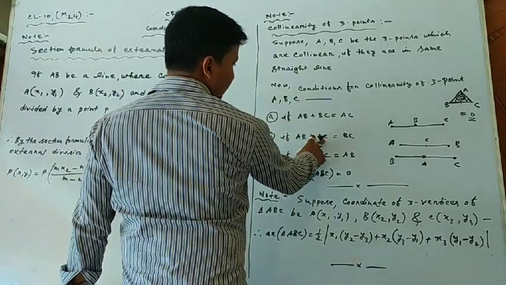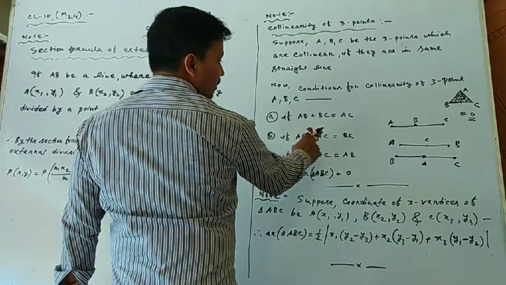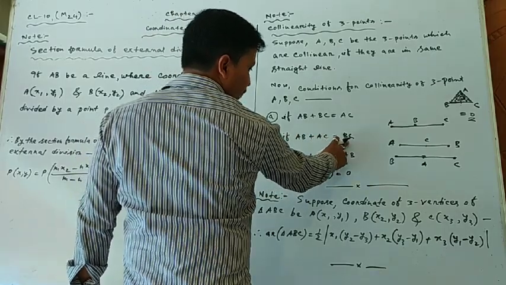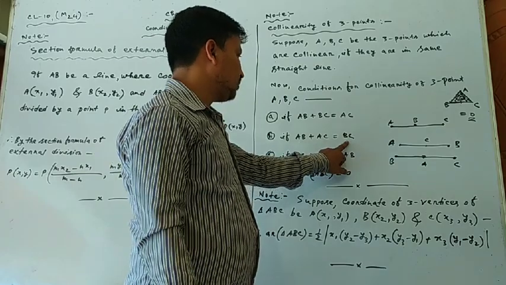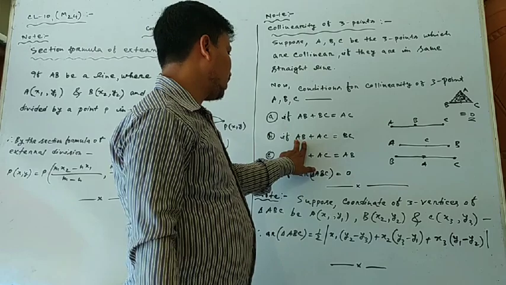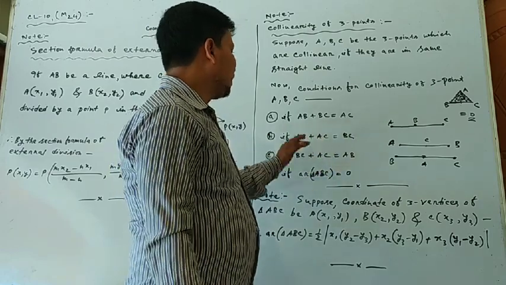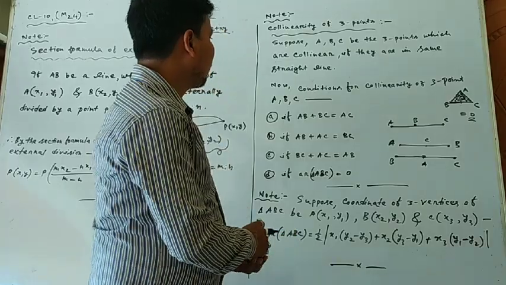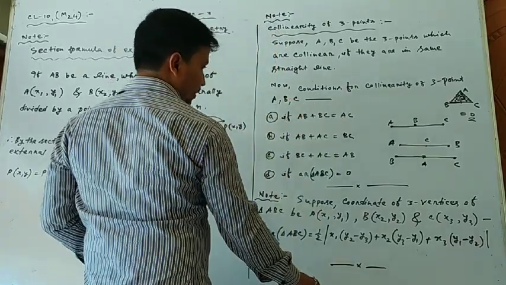If AB plus AC equals BC, there you have to apply the distance formula. AB length you have to find, AC length you have to find, BC length you have to find. These three you have to find. After that, AB plus AC equal to BC. For finding AB length, AC length, you have to use the distance formula. Same to same. So these four are the terms and conditions for collinearity of 3 points.